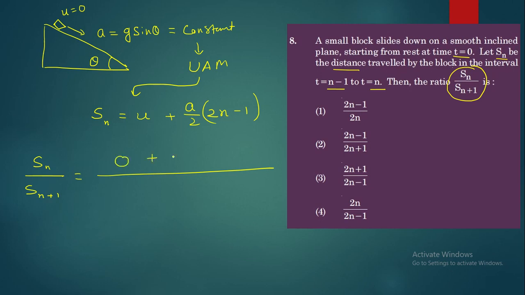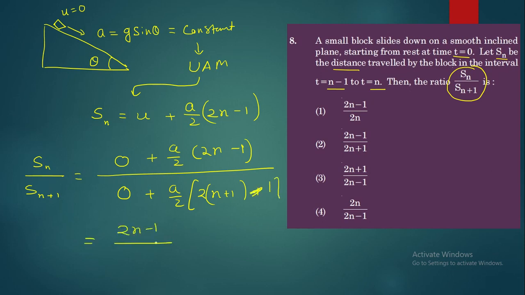Initial speed is 0, a by 2 times (2n minus 1) divided by 0 plus a by 2. This denominator is the distance traveled in the nth second. So in place of n I have to put n plus 1, and when I calculate this, the answer comes out to be 2n minus 1 divided by 2n plus 1. So answer is option 2.